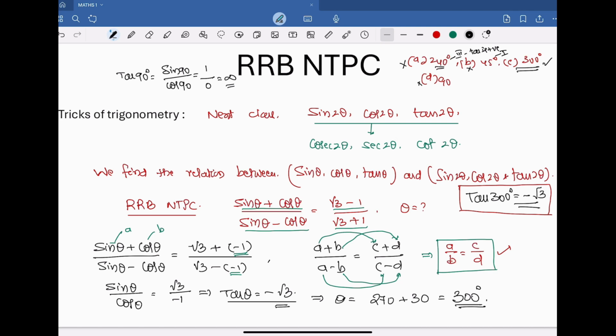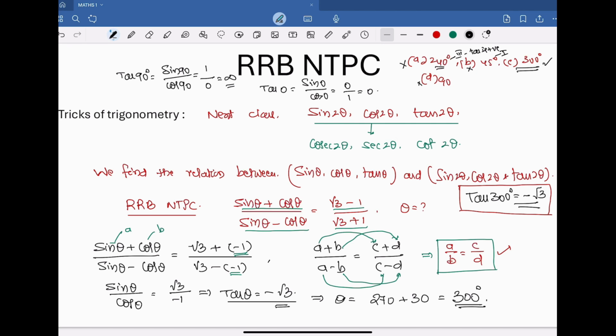But you should be able to know what the first quadrant, second quadrant, and third quadrant are, and the boundary conditions like tan 90, tan 0. For example, tan 0 is sin 0 by cos 0, that is equal to 0 by 1, that is equal to 0. These are boundary conditions.